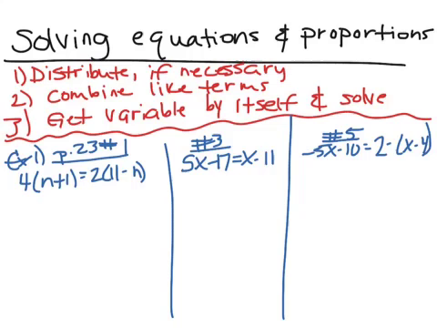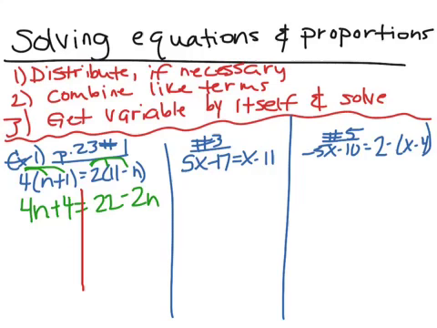Alright, so if you take a look at number 1, my first step is to distribute if necessary. Well, if I look at this, I have to distribute on both sides. So I have to do 4 times n and 4 times 1. 4 times n gives me 4n, plus 4 times 1 gives me 4, equals, on the right side, 2 times 11, which is 22, and then 2 times negative n, which is going to be minus 2n.